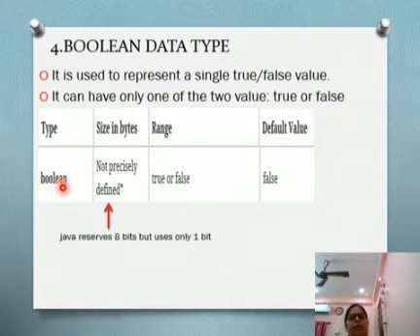Its type is Boolean and its size is not precisely defined, but Java reserves 8 bits but uses only 1 bit. Its range is true or false, but its default value is false. Always remember the default value of Boolean is false.